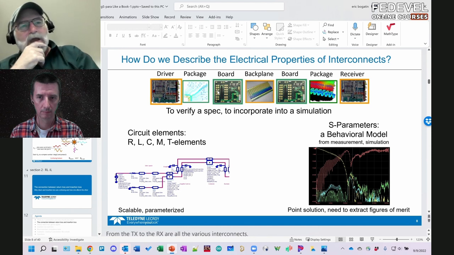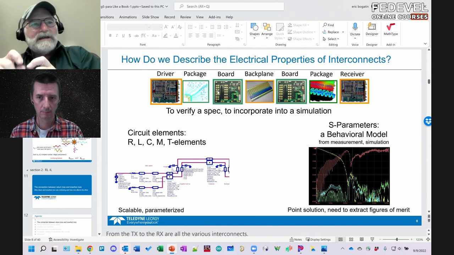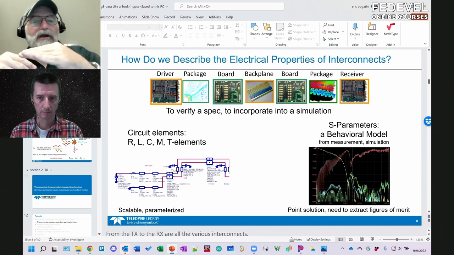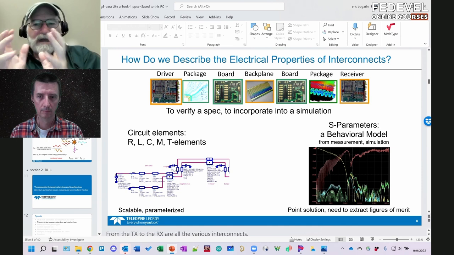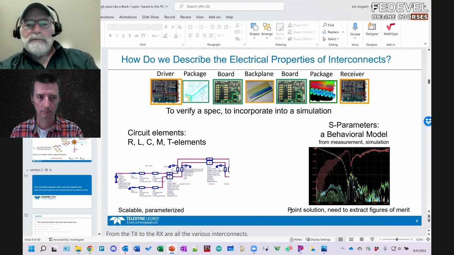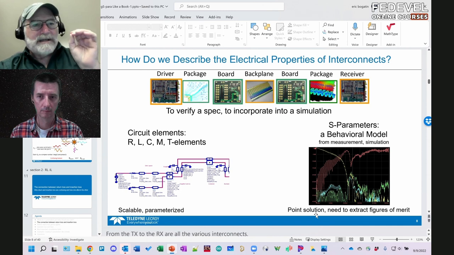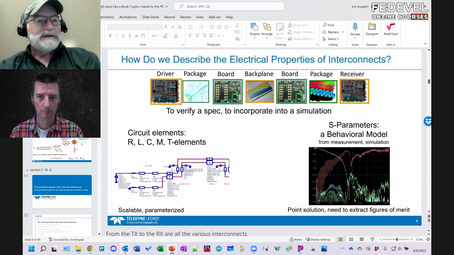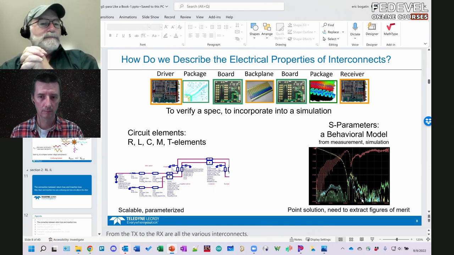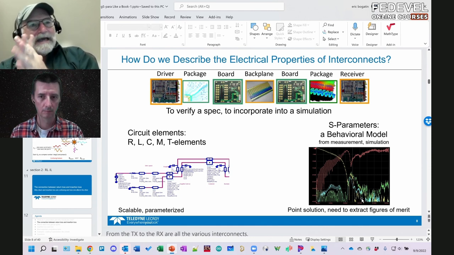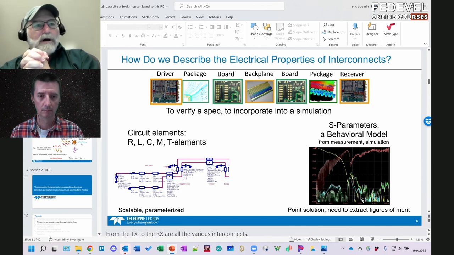But if you now say, I wonder what would happen if I made the vias shorter, or if I went to a different layer, you have to start over again. It's another problem. And so every S parameter model, we call it a point solution. It is one specific example. If I want to explore design space and try something else, I have to go back, change the geometry, resolve all those S parameters, and get another S parameter file. And that's the downside of using the behavioral model, is it's only for that specific case.